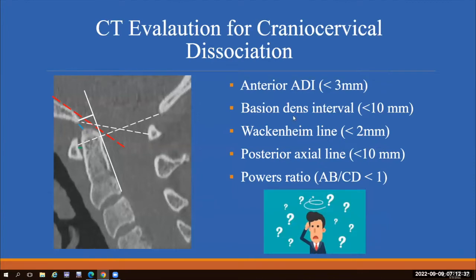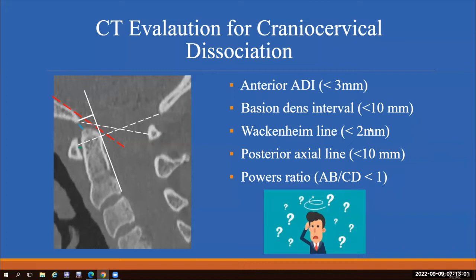What's confusing when you first start learning radiology is that there are all these different relationships you're supposed to measure to determine whether or not the craniocervical junction is normal. There's the anterior ADI, the basion-dens interval, the Wackenheim line, the posterior axial line, Powers ratio. Now, these were developed 30 or 40 years ago based on plain film, and most of these are unreliable.